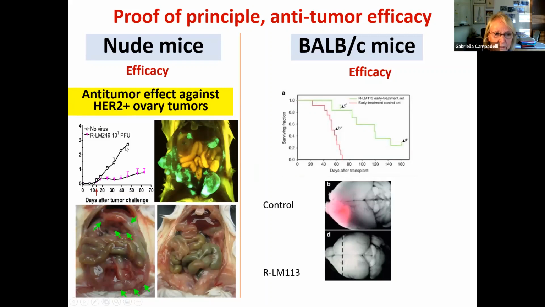Here you see the growth kinetics of tumor growth. If the mice receive one single injection of the virus that I showed to you, the tumor growth is very much inhibited. Actually, it works very fine in the nude mice. And this is the peritoneum of a mouse in which we administer the tumor intraperitoneally, and then we administer the virus. The virus carries a GFP.